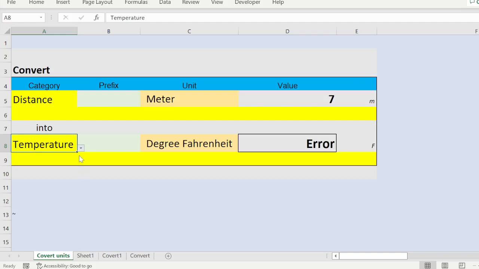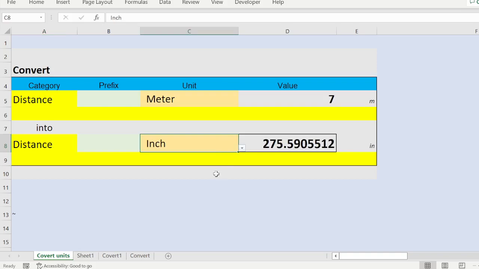Okay, so the first thing you have is the category, so that whatever unit you want to convert the value from into some other unit, that unit must also belong to the same category, otherwise you cannot convert. You will have an error. For example, in this case you cannot convert meter into Fahrenheit, right? So from the meter, I am going to convert that one into inch. So 7 meters is equal to 275 inches. So this is the table I have here.